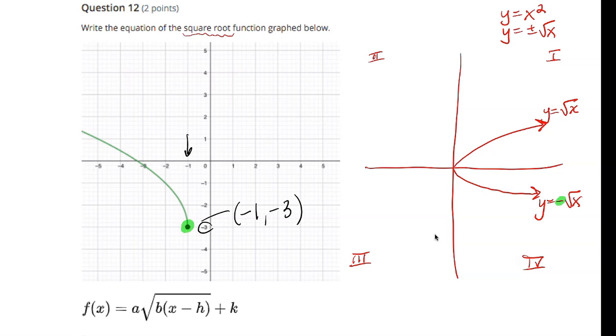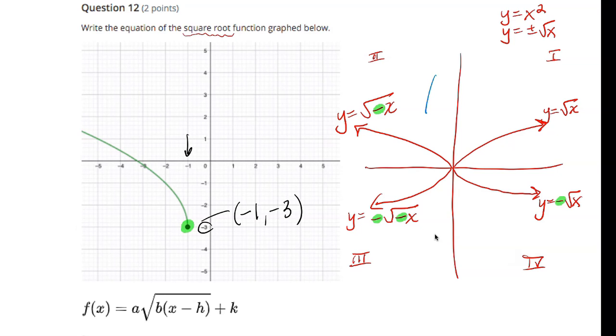If you have the negative on the inside, the x's go from positive to negative x's, so you'd have a graph that looks like this, y equals the square root of the opposite of x. So if you have a negative in both, then you get two reflections, and you're down here now. That would be y equals negative square root negative x. So you got double negatives. So in this case, it looks like we have one that looks like this.